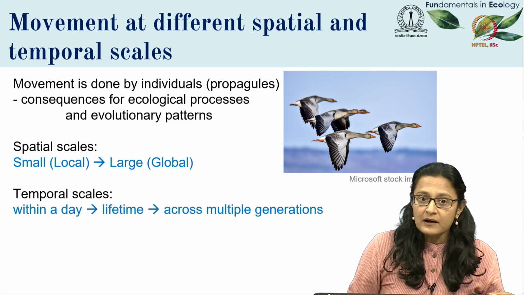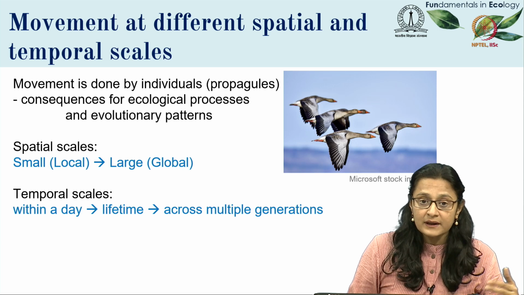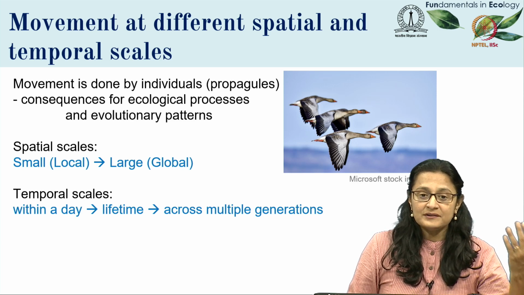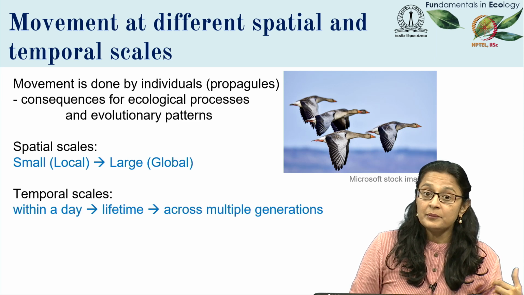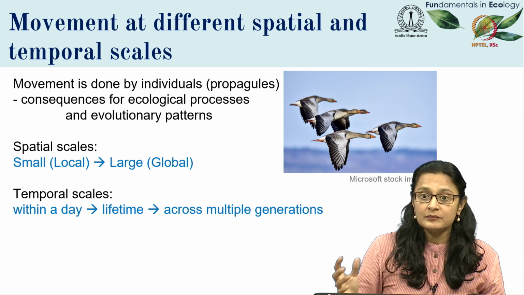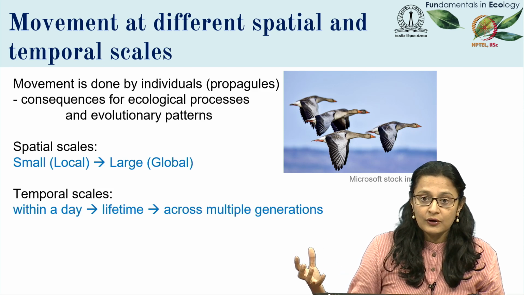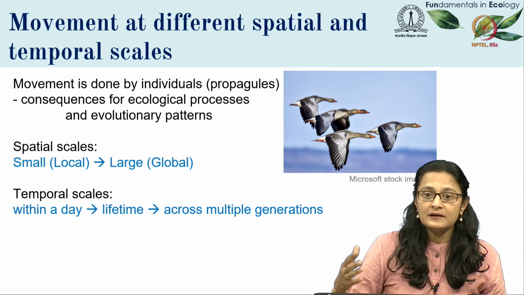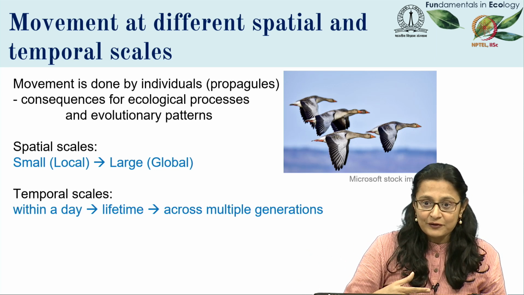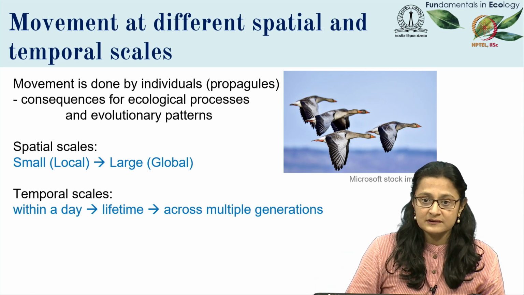Movement can also be thought about at different temporal scales. Within a day, for example, when an organism wakes up in the morning, goes out, forages and returns, that movement is all happening within a day. Can also happen within a lifetime or across multiple generations. So you can imagine propagules of a plant or individuals of a species shifting their home ranges and therefore their geographical distributions over multiple generations. And that's still considered movement.